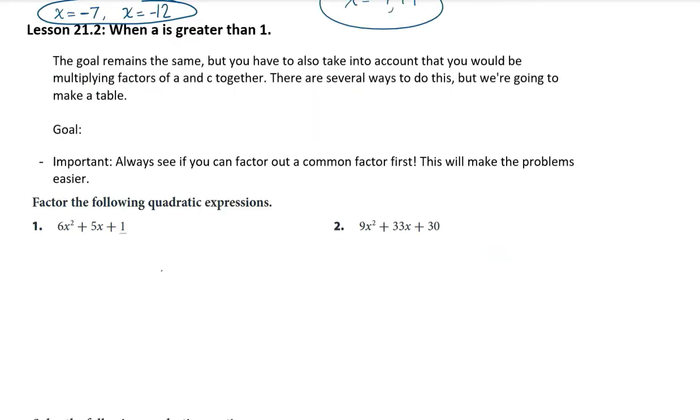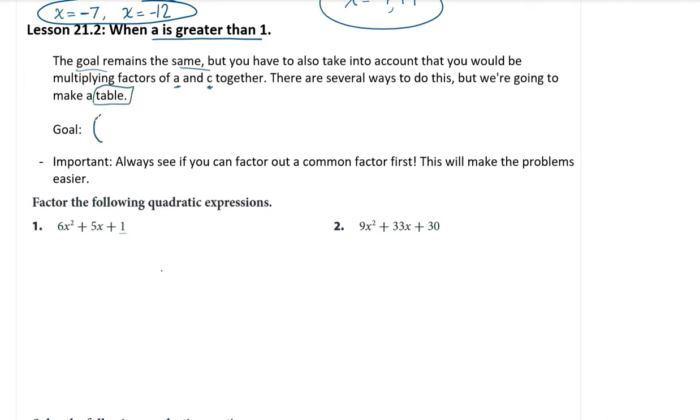All right, the next section of the tutorial is going to cover lesson 21.2, which is when a is greater than 1. This is definitely more complicated, so it's going to take a little bit longer. The goal, however, is the same. But what you have to look at is that you're multiplying A and C together. So that's where it gets tricky. The way that I'm going to show you is to make a table.